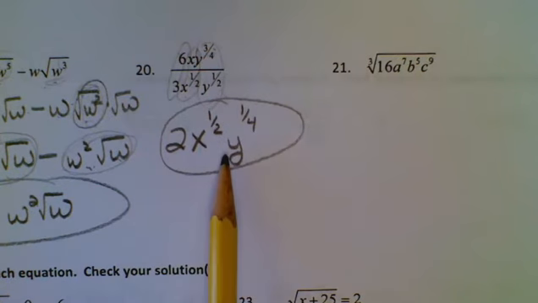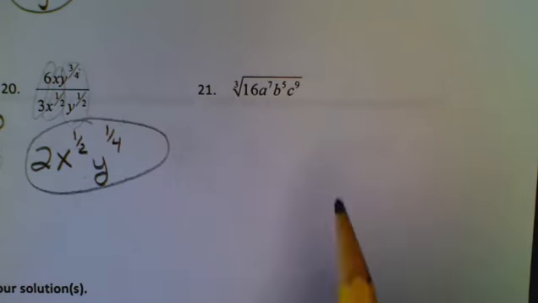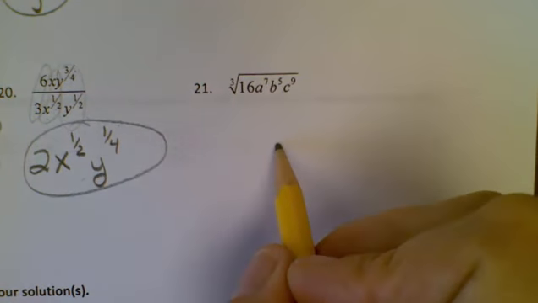The directions do not say we have to put anything back into radical form or anything else. We just leave our answer like that. All right, and then 21, these are not perfect cubes, so we have to break them up into perfect cubes.